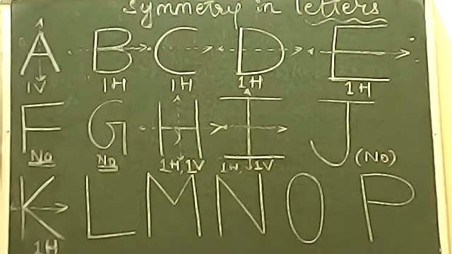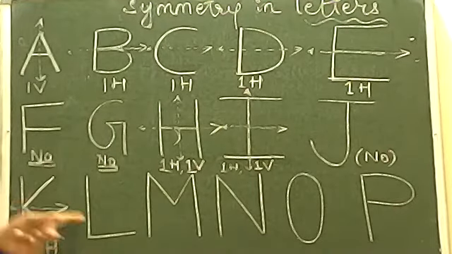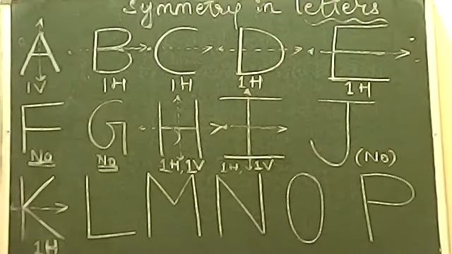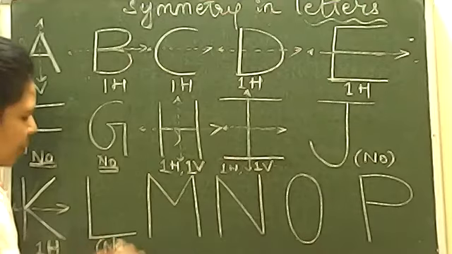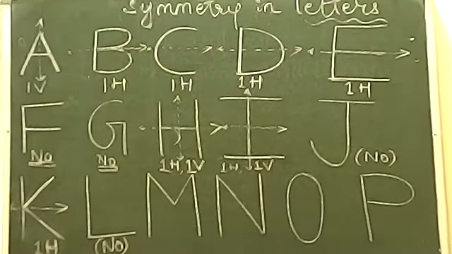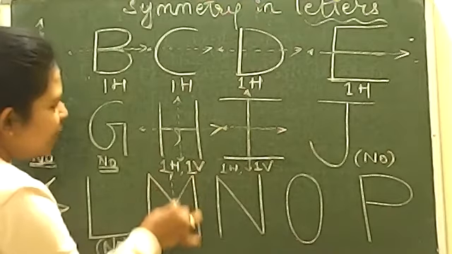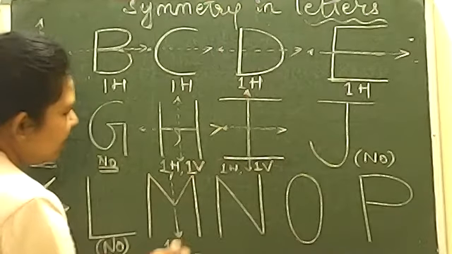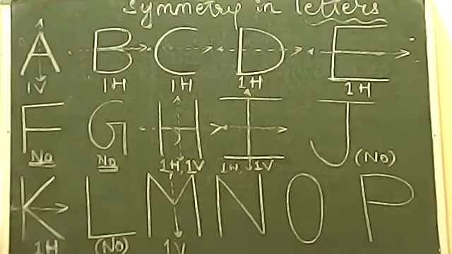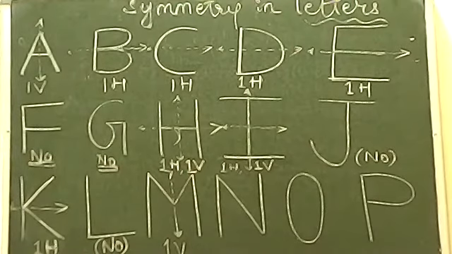Now move on to L. What do you think? L has a line of symmetry? Yes or no? Please reply in the chat box. L is having a line of symmetry or not? Correct answer, no again. Okay, L is also finished. Now M. What do you think? M has a line of symmetry? Yes. One vertical. So I am writing here 1V. That is one vertical line of symmetry it has.